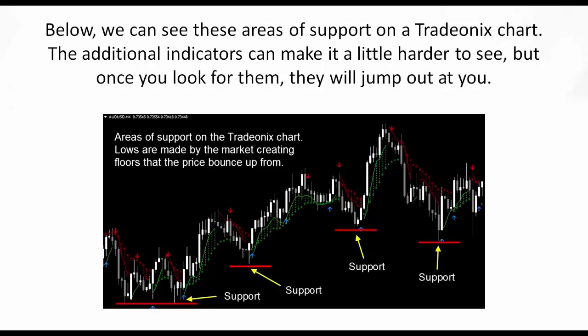Now, this chart, we can see these areas of support on a Tradeonics chart. The additional indicators can make it a little harder to see, but once you look for them, they're going to start jumping out at you. The additional indicators, that's the TB cloud, the arrows, for example, they're going to sometimes hide some of these areas. But if you know what it is you're looking for, they're not going to be hard to find. You're going to see them fairly clearly once you know what it is you're looking for.